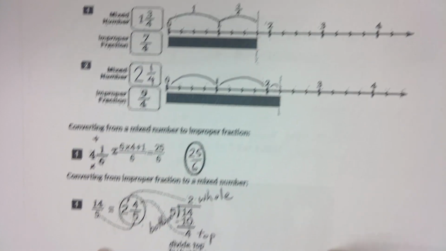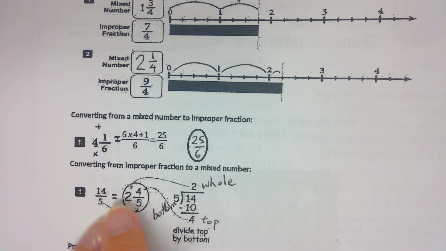Now, to go from improper fraction to a mixed number, which you have to do every single question, all right? You have to change your final answer back to a mixed number. You have to do what's long division. How many of you remember long division? Yes. You might not like it, but you good.